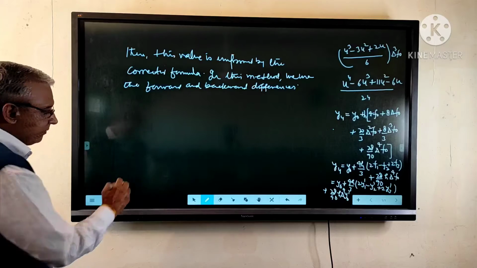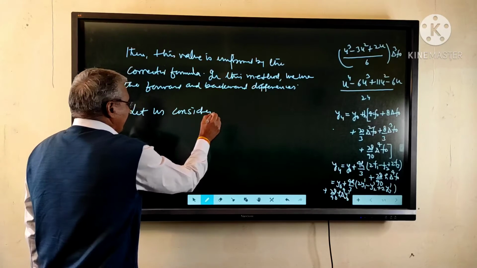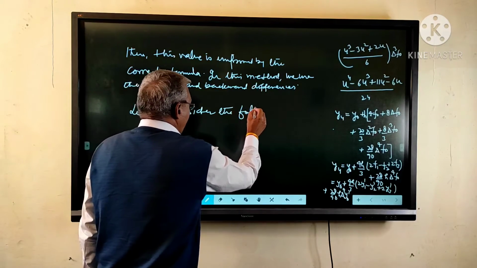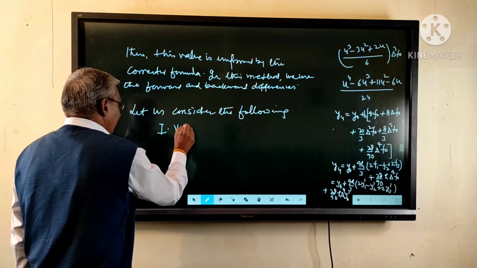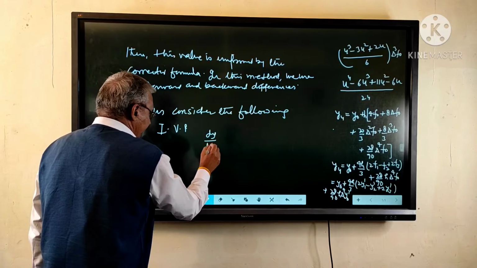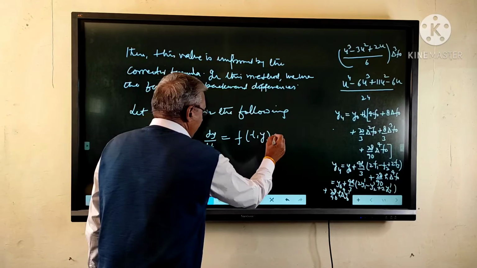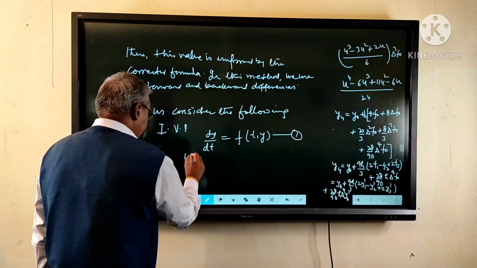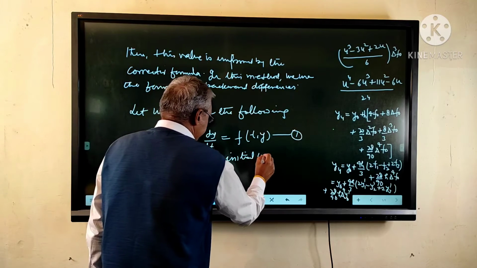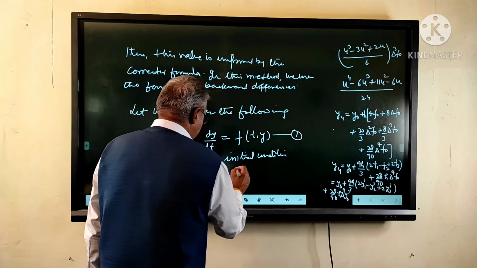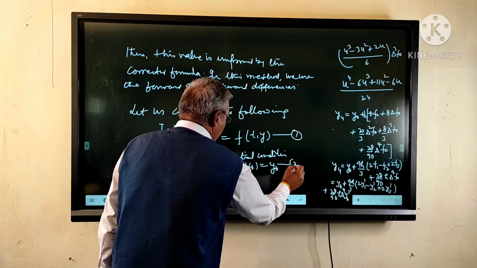Let us consider the following initial value problem. The initial value problem is given by dy by dt equals f of t comma y, with an initial condition: when t equals t0, then y equals y0.